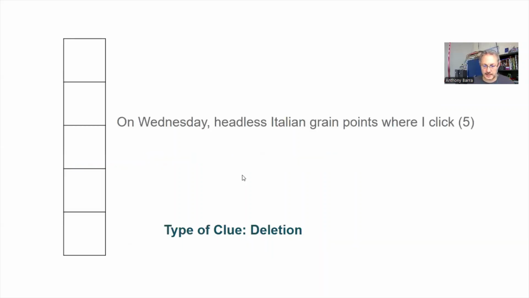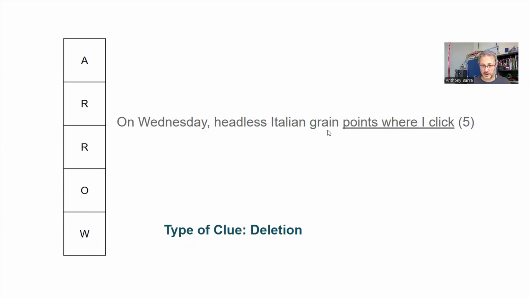On Wednesday, headless Italian grain points where I click. This is my daughter's favorite clue. So here we see a down clue in a crossword puzzle. And when you have an up and down clue, you can do certain things like put something on top of something else. So on Wednesday, Wednesday abbreviated to W.